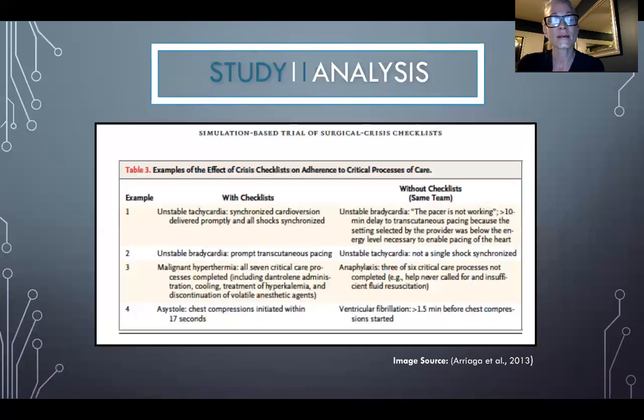Also, looking at the same team with unstable bradycardia, prompt transcutaneous pacing was established with the checklist. However, with an unstable tachycardia, not a single shock was synchronized. These are things, especially with CPR and ACLS, that are complicated. There are a lot of steps along the process, and to have a checklist there to even just glance over, even if it's one critical aspect that you've missed, you can then begin to implement it right away. That could make all the difference in an emergency.